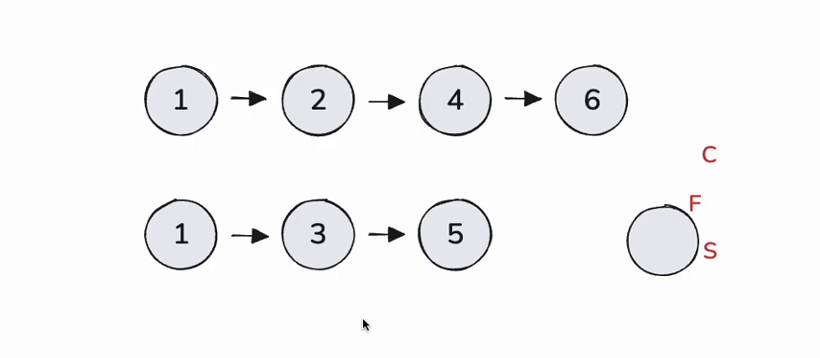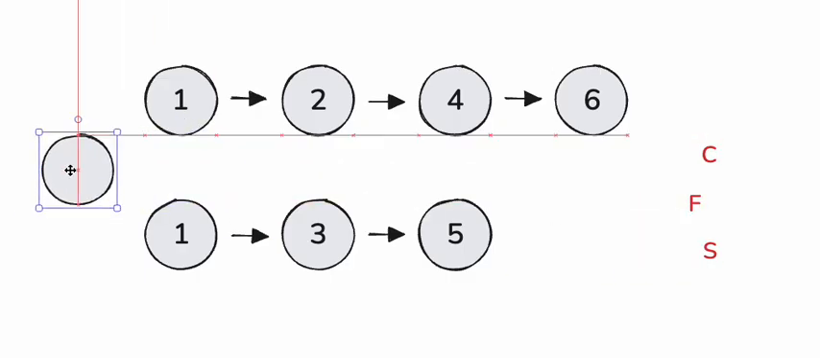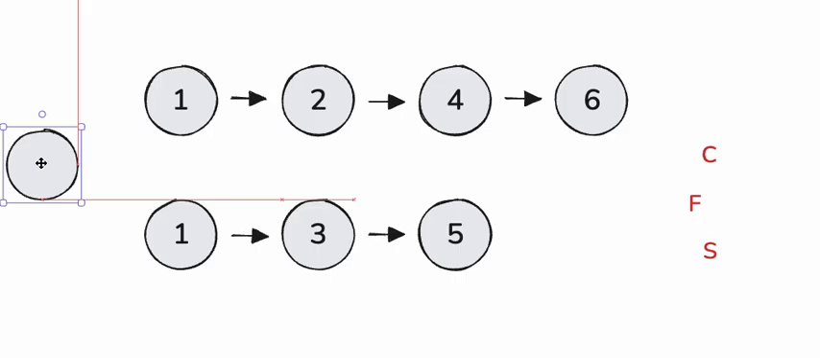We visualize and actually execute the merging of two sorted linked lists. So here are the two linked lists that we're given. Both are sorted. And so what we're going to do is, first of all, we're going to introduce a dummy node here at the beginning, which will keep track of the beginning of the merged list.